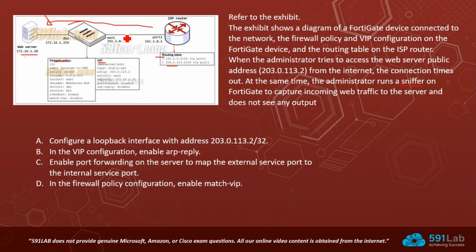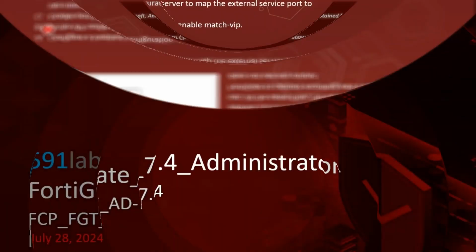The problem is that when the administrator tries to access the web server from the public side, using the given public IP address from the internet, the connection is not working. At the same time, the network administrator runs a sniffer on the FortiGate to capture the incoming web traffic, but it cannot capture anything.